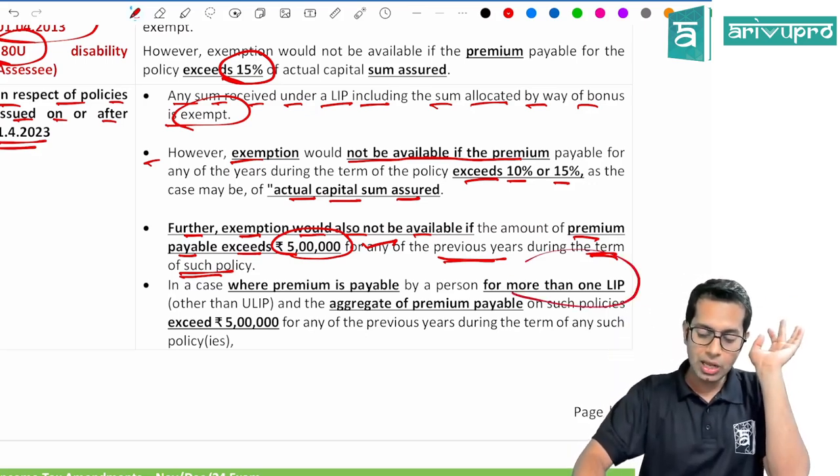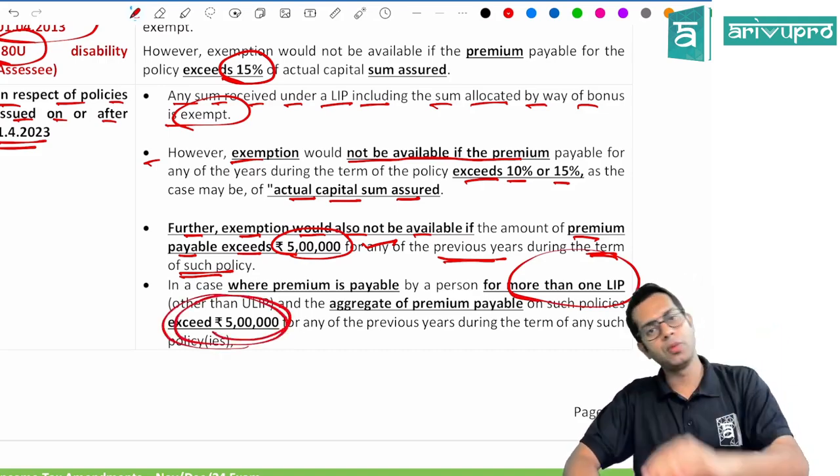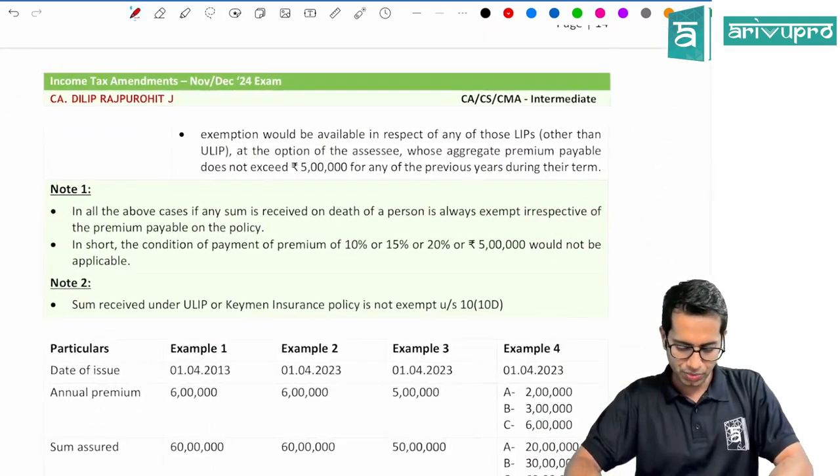Sir, what if I have more than one life insurance policy? Then the total premium should not be more than 5 lakh rupees. What if it is more?